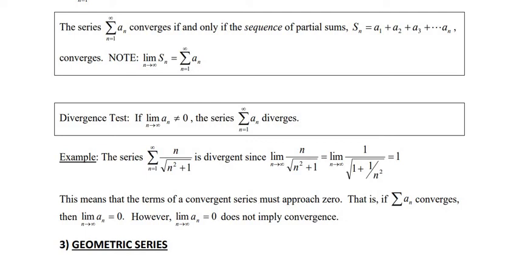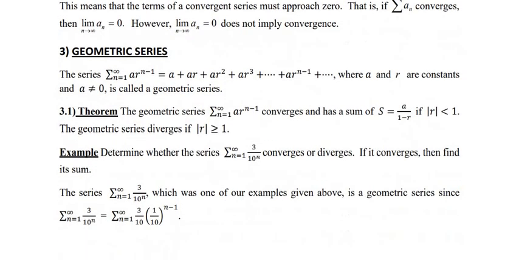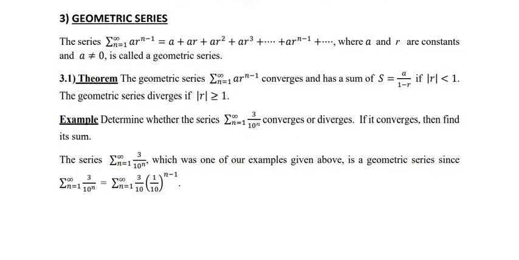Next, we will look at some special series. The first one is geometric series. This is quite similar to geometric progression. So the series sigma n equal to 1 to infinity a r raised to n minus 1, where a and r are constants and a is non-zero, is called a geometric series.